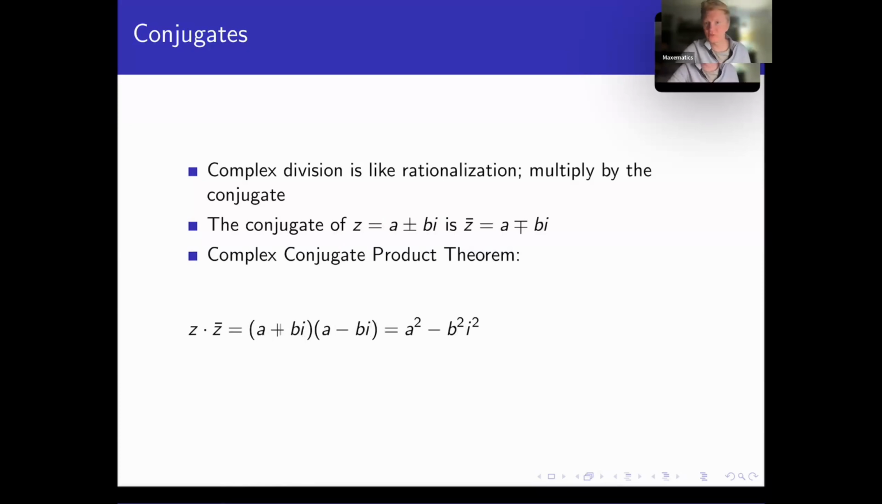But this is also just difference of squares, right? A plus something, A minus something, difference of squares. Well, i squared is -1, so -b squared times -1 would be +b squared. Oh, that's really weird. Okay, so if we are multiplying a complex number by its conjugate, all we need to do is take the real part and square it, and then add the imaginary part squared.